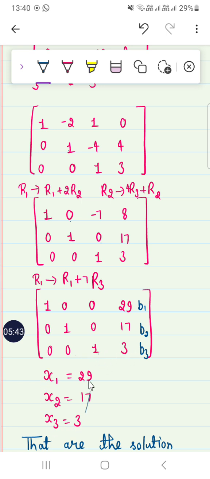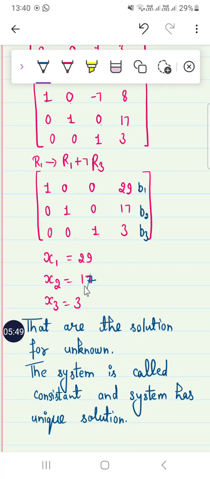So we have the solution of this: x1, x2 and x3 are 29, 17 and 3, which are the solution for the unknowns. The system is called consistent because we have a solution, and the system has a unique solution because we have found it uniquely.